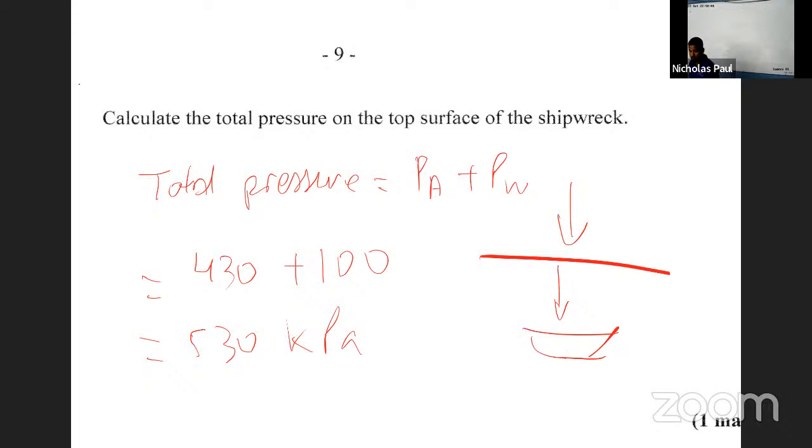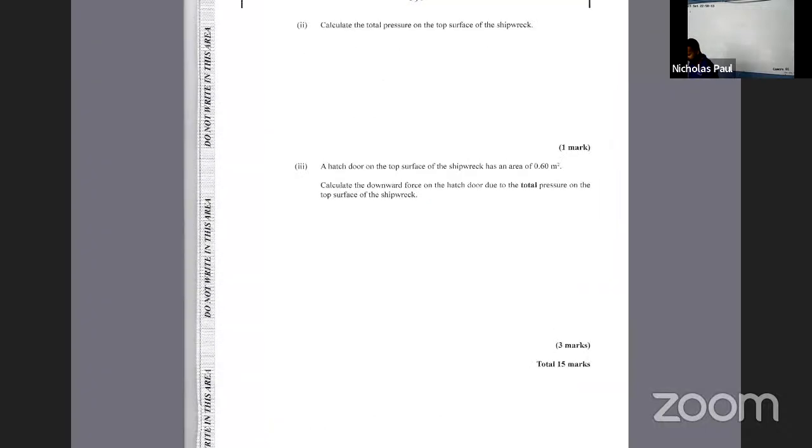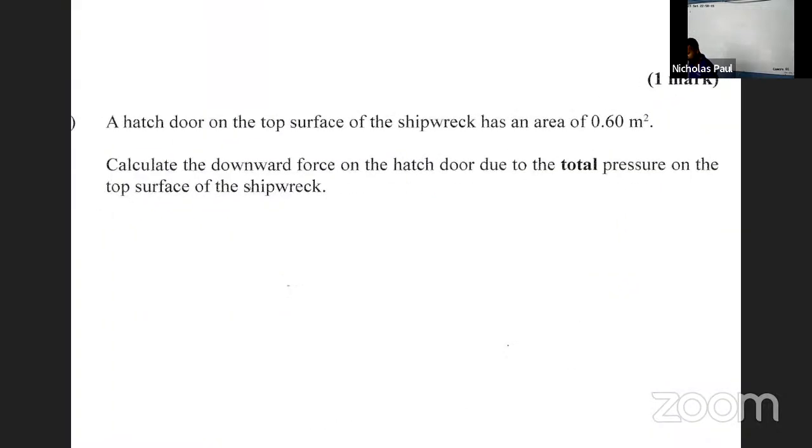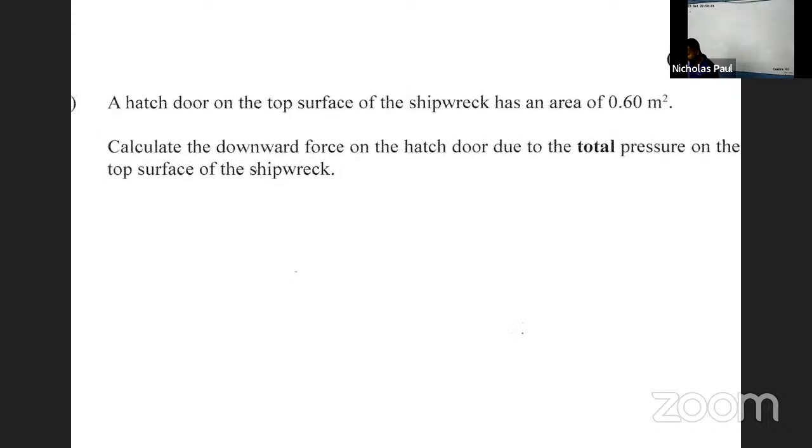Okay with that? For total pressure you can leave the answer in kilopascals, right? Any questions there? Next part. They give you the area of the top surface. Calculate the downward force due to the total pressure. Calculate the downward force due to the total pressure.